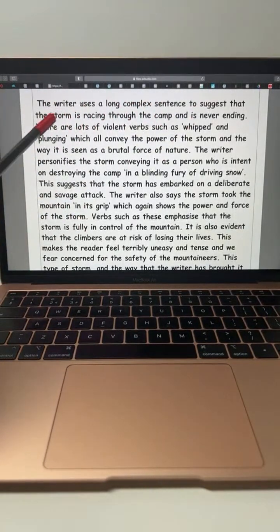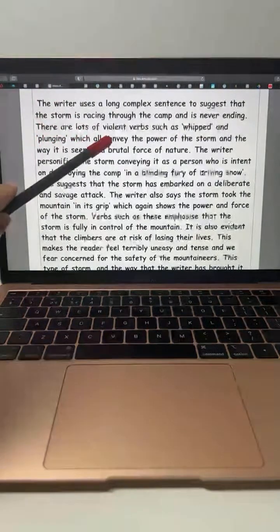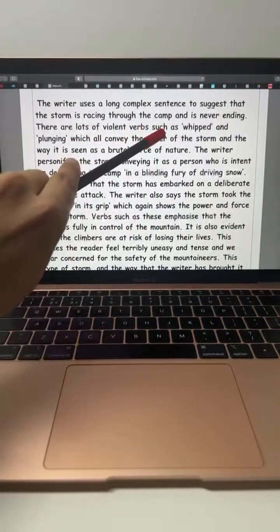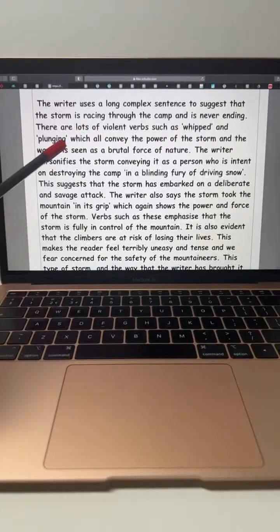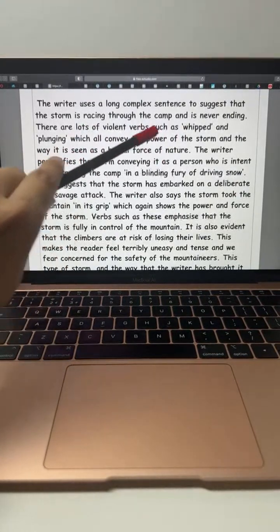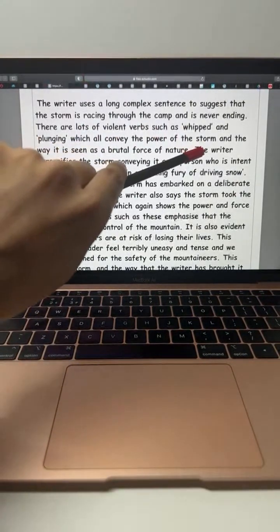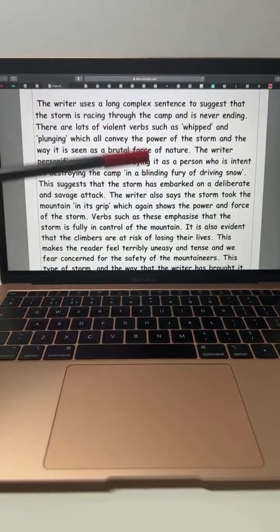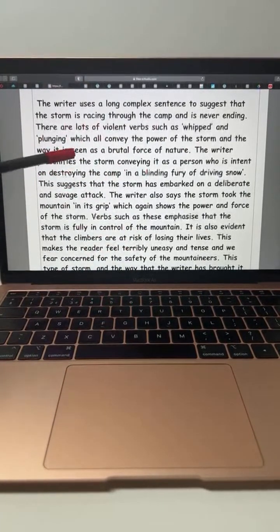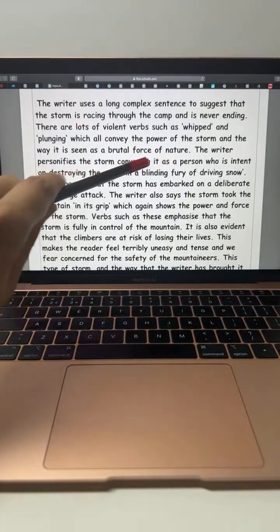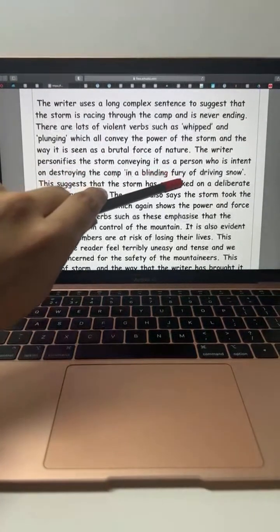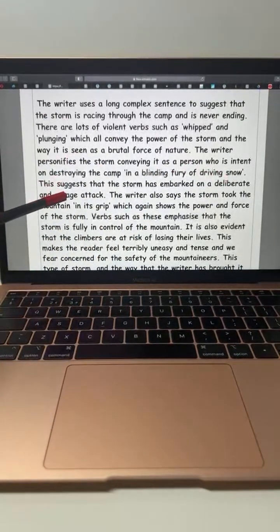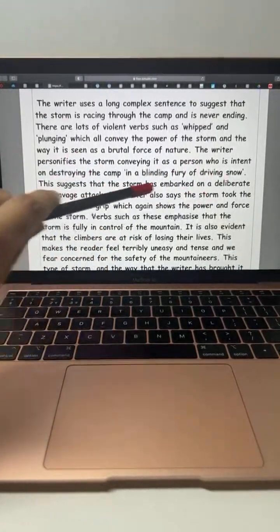Okay, so that's the point. Evidence: there are lots of violent verbs, so identifying the word class, such as whipped and plunging, which all convey the power of the storm and the way it is seen as a brutal force of nature. So that's the explanation. The writer personifies the storm. Again, you're further analyzing in detail. The writer personifies the storm, conveying it as a person who intends on destroying the camp in a blinding fury of driving snow. This suggests that the storm has embarked on a deliberate and savage attack.